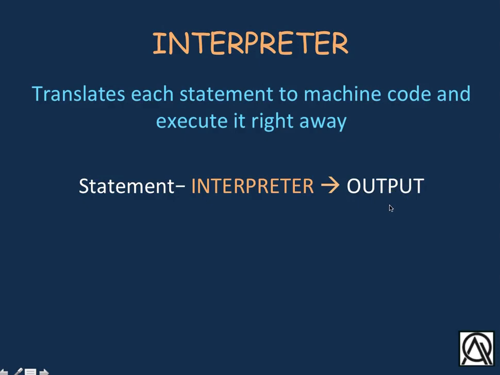And this will be done on all the statements in our program, statement by statement, but the compiler translates the whole program into machine code. Okay, so this is the difference between the interpreter and the compiler.